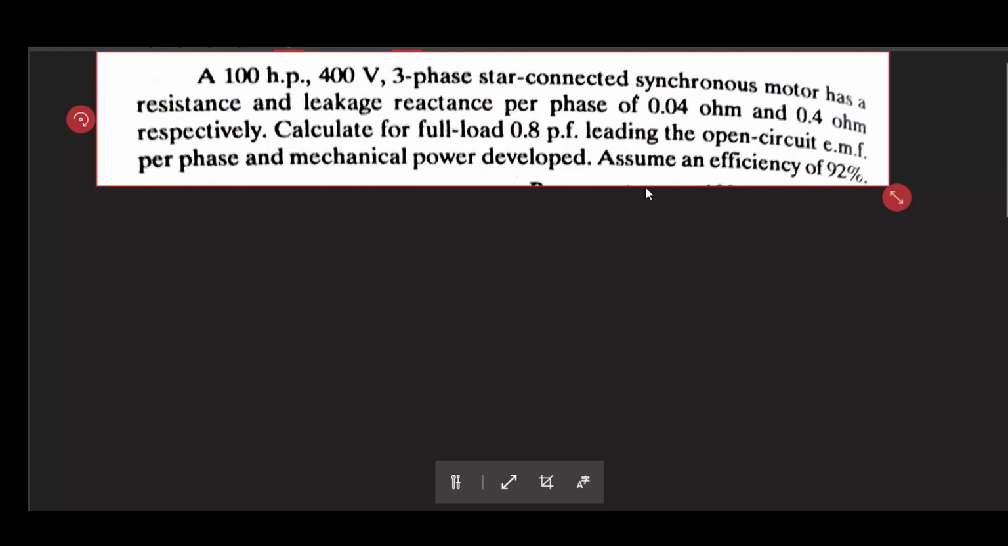So today in this video I am going to discuss synchronous motor related problems. Both types of motors will be considered: cylindrical rotor synchronous motor as well as salient pole rotor synchronous motor.